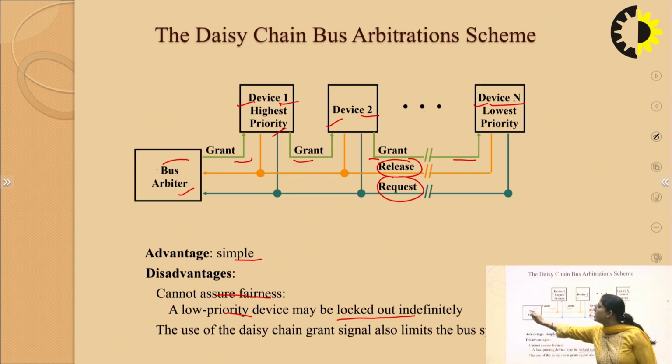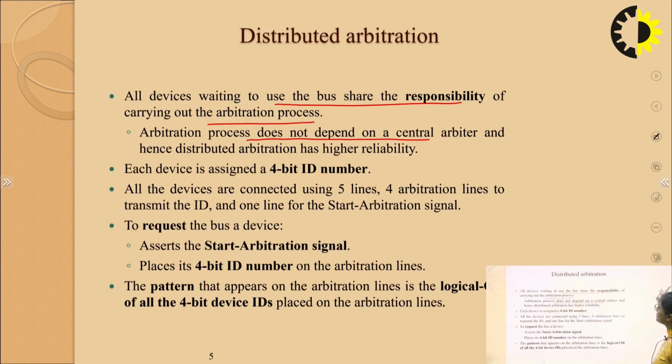there is only one arbiter, that is the bus arbiter. Everyone is waiting for the signal from the bus arbiter. But in distributed arbitration, it does not depend on a central arbiter. Here the devices share the responsibility of carrying out the arbitration process. This is the first advantage of distributed arbitration. Here a 4-bit ID number is assigned to each device. There are n devices, device 1 up to device n, and each device will be assigned a unique 4-bit ID number.